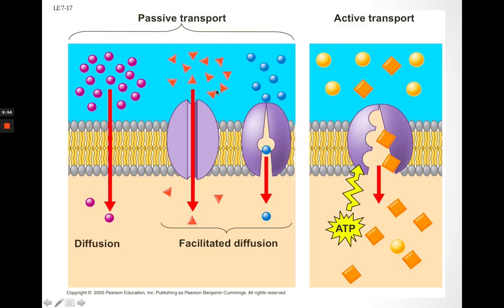What about facilitated diffusion? Well, we could move water through an aquaporin. We could move glucose through a channel protein. Okay, this is a carrier protein. Both of these are facilitated diffusion, using proteins to move molecules from their high concentration to their low concentration.